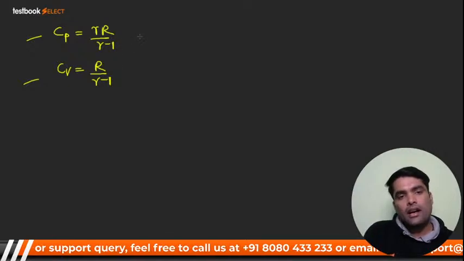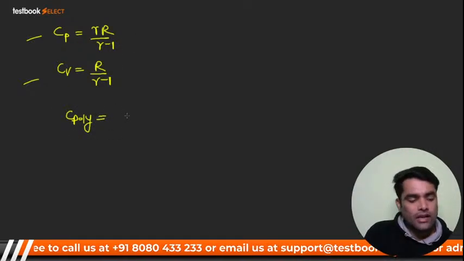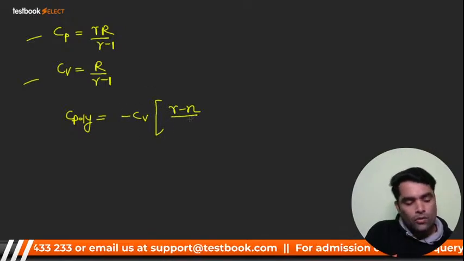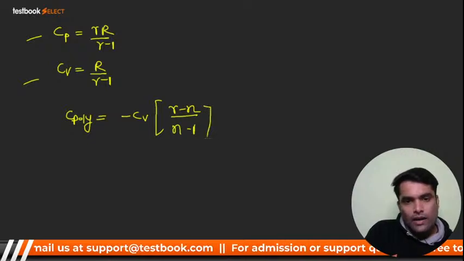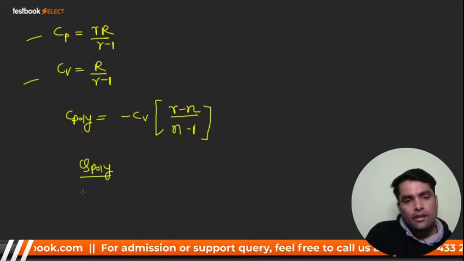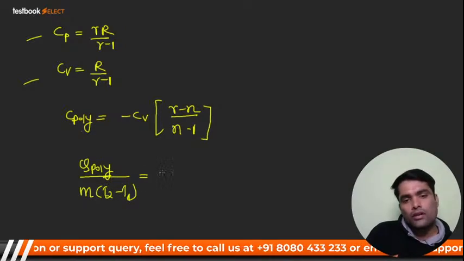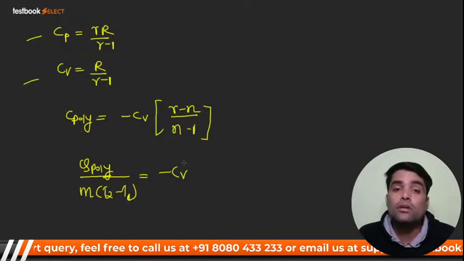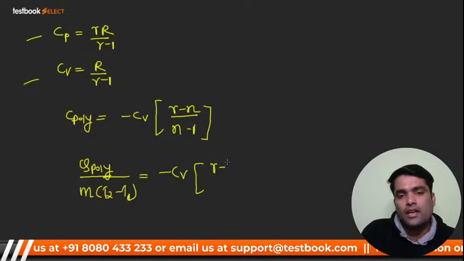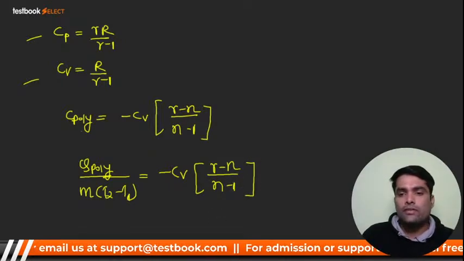This is all about, and remember one thing, जो आपने C poly find out किया है, that is nothing but minus Cv gamma minus n upon what बच्चा? N minus 1. So I want to tell you कि इसकी जगह पे आप क्या लिख सकते हो? You can write Q poly divided by M into T2 minus T1, and that will be equal to what? It is also helpful while finding out heat added in polytropic process. Formulas को आपको कई तरह से modify करना होगा, then and only it is possible for you guys.